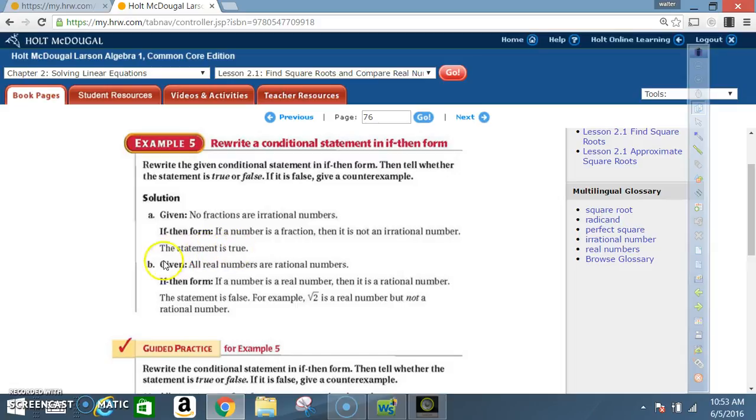The statement is true. Given: all real numbers are rational numbers. In if-then form: if a number is a real number, then it is a rational number. The statement is false. For example, the square root of 2 is a real number, but not a rational number.